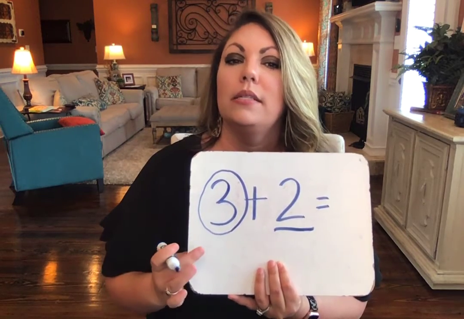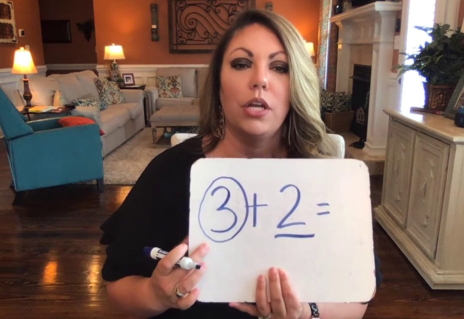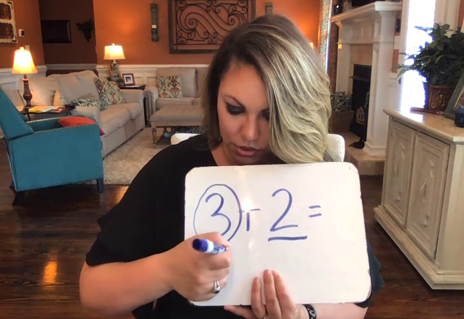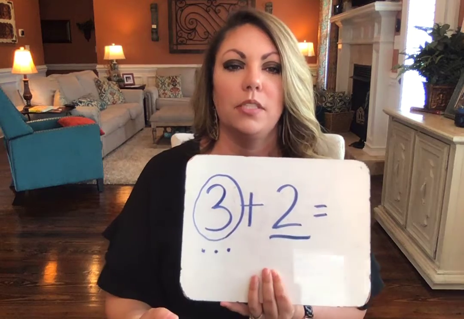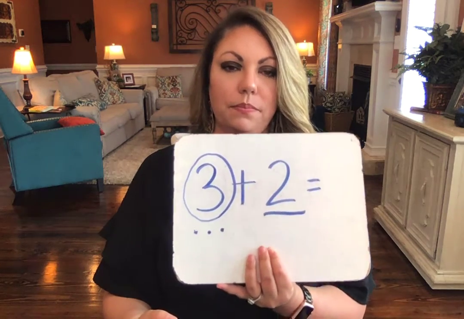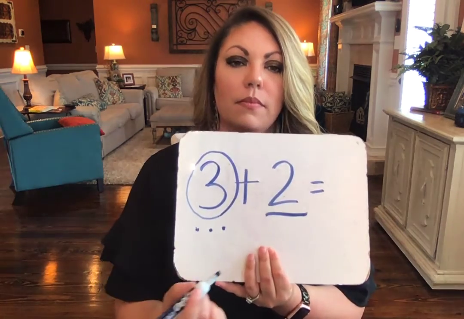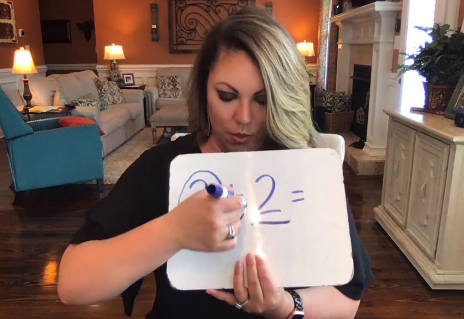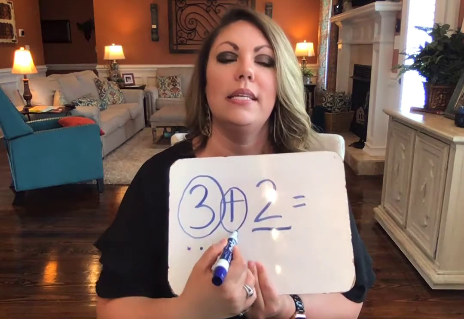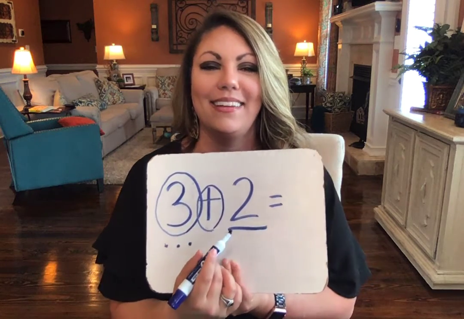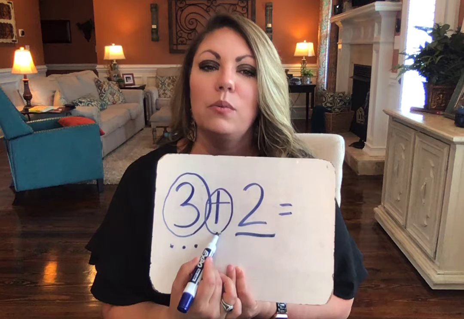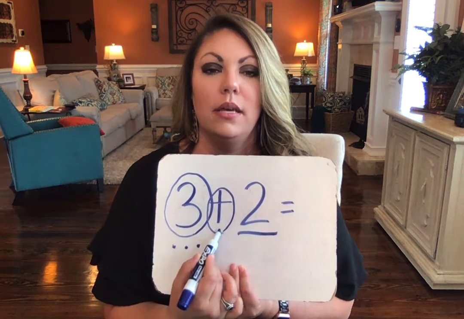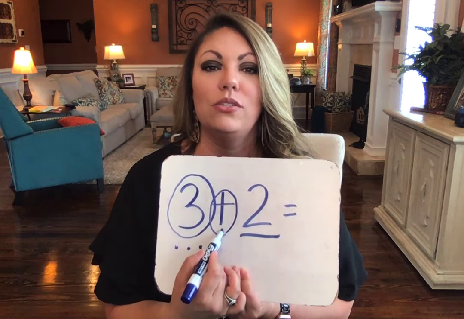Okay, since we circled the 3, we're going to go ahead and draw our 3 dots under here. 1, 2, 3. Go ahead and do that. All right, good. Now we're going to circle our sign so we know what to do. When we see this sign, sorry, I'm trying to get that glare off the board. When we see this sign, we know we're going to do what? Add or take away? Add. Okay, this sign means to add.